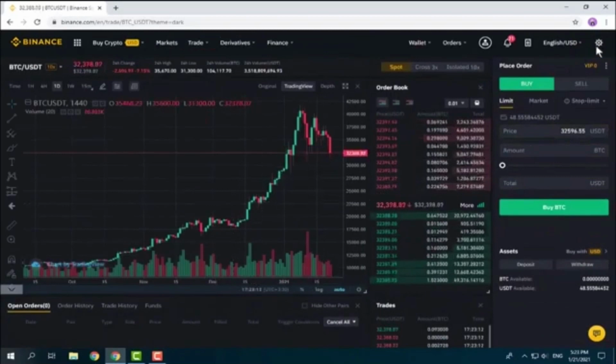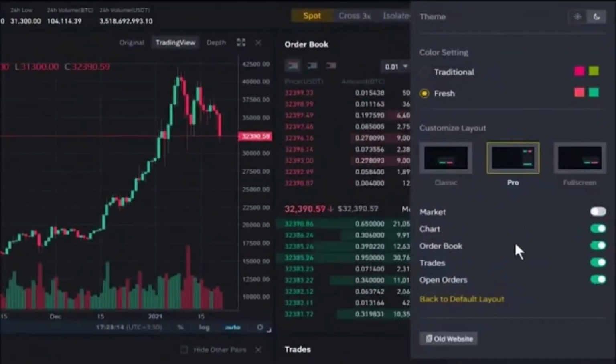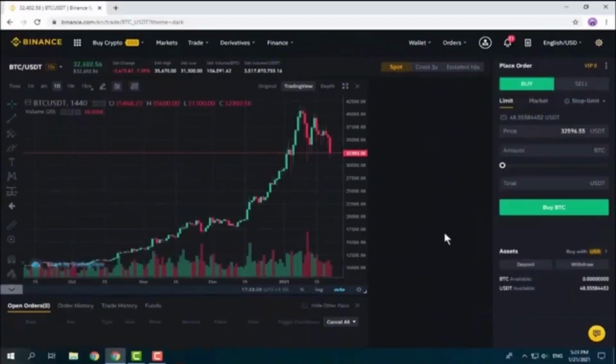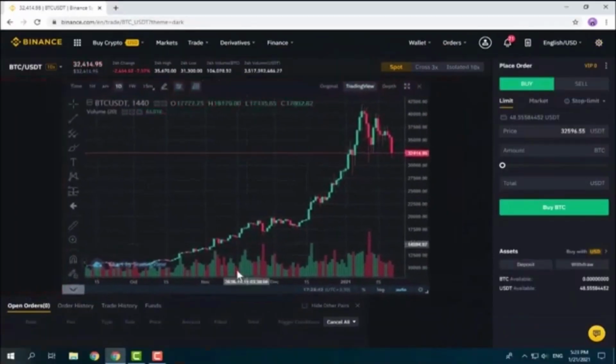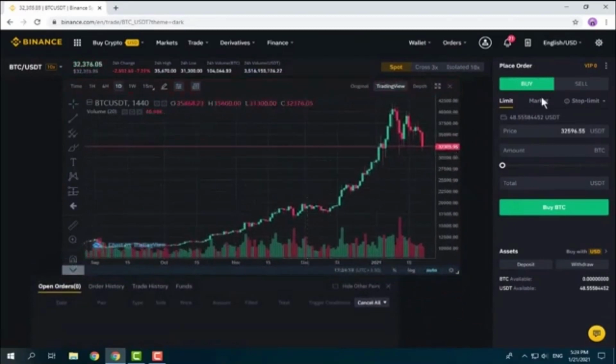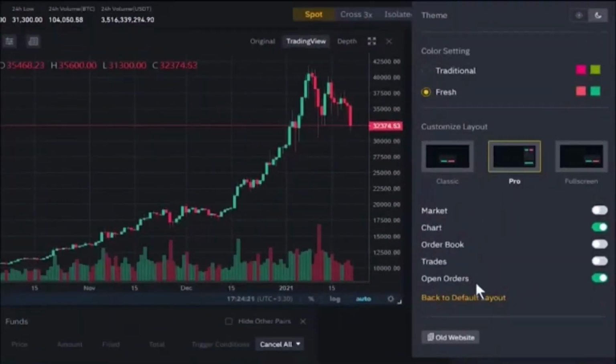By the way, in Pro layout, you have more options to customize your layout. For example, you can turn off the order book and trades if you don't need them. And you can drag these windows, as you can see, or resize them and make them bigger or smaller. And you can go back to the default setting just by clicking here, back to default layout.